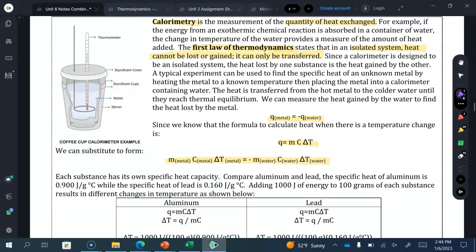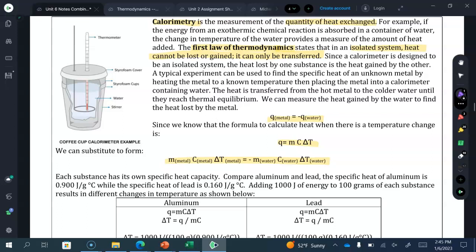Calorimetry is the measurement of the quantity of heat exchange. For example, if the energy from an exothermic chemical reaction is absorbed in a container of water, the change in the temperature of the water provides a measure of the amount of heat added or exchanged. The first law of thermodynamics states that in an isolated system, so one like our calorimeter, the heat cannot be lost or gained, it can only be transferred. Since a calorimeter is designed to be an isolated system, the heat lost by one substance is gained by the other. A typical experiment can be used to find the specific heat of an unknown metal by heating the metal to a known temperature and then placing the metal into a calorimeter containing water.